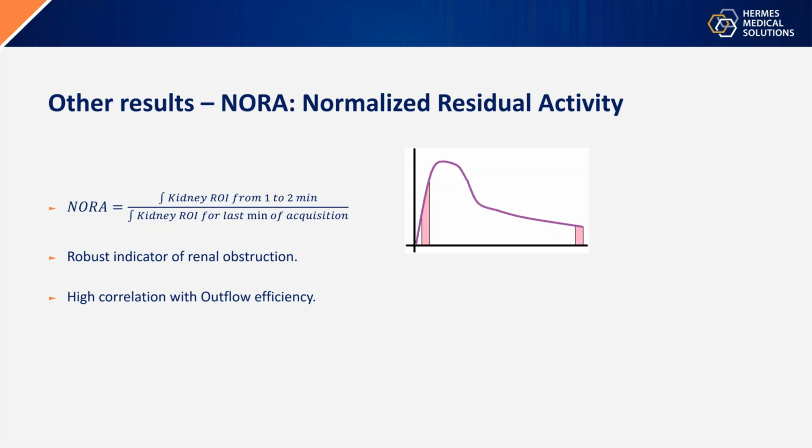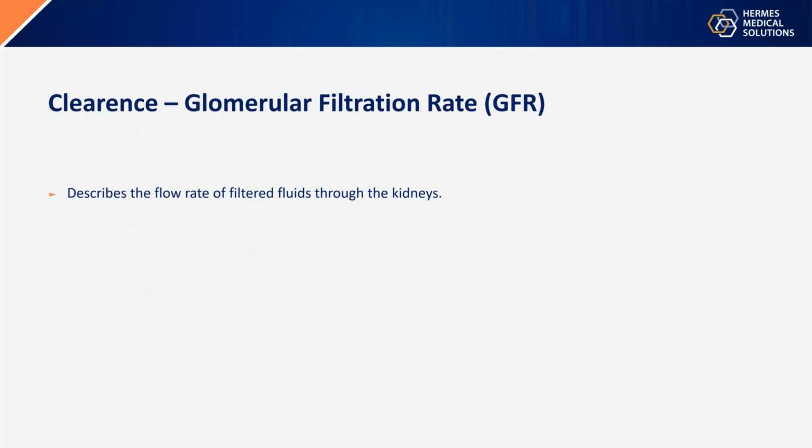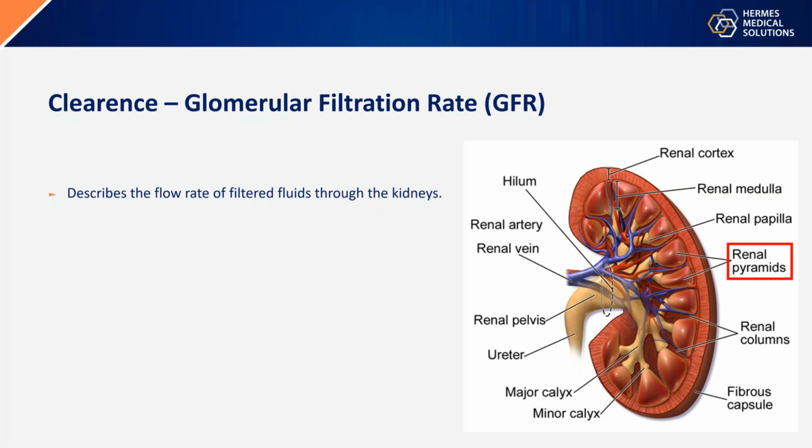And my final topic is the glomerular filtration rate, or GFR. So we're going to spend a few minutes on that as well. The GFR describes the flow rate of filtered fluids through the kidneys. And once again, now we're talking about these renal pyramids where the filtration from blood to urine occurs.